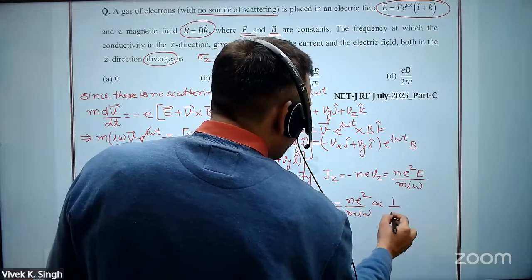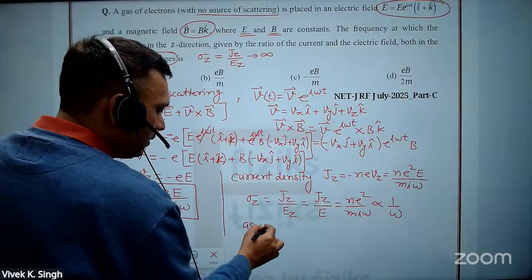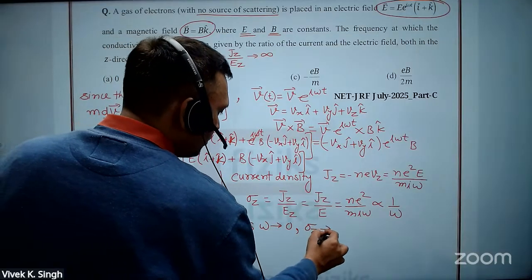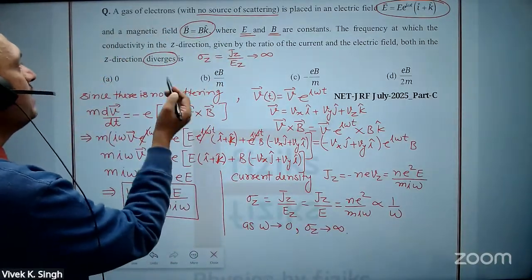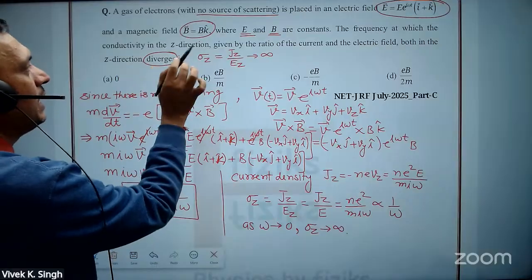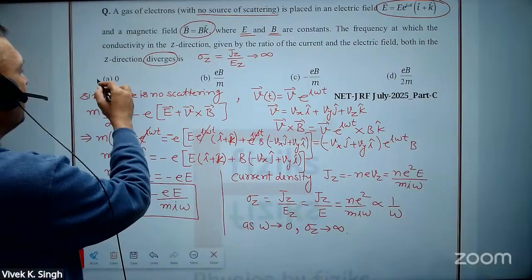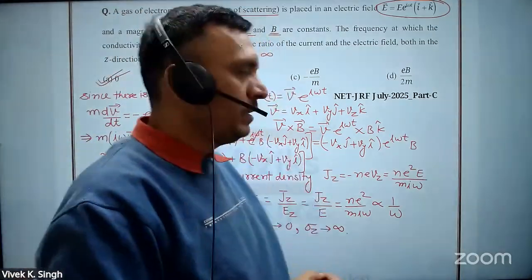So it means it is inversely proportional to omega. So as omega tends to 0, this tends to infinity. So what they have asked is the frequency at which the conductivity in Z direction will diverge. So omega tends to 0. It means option A is correct. Okay? So please note it down.